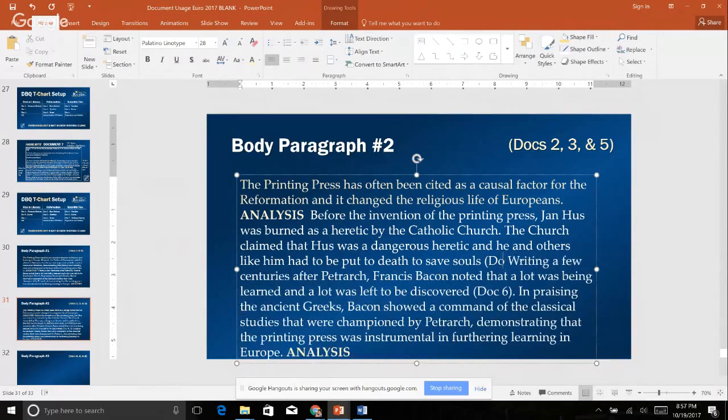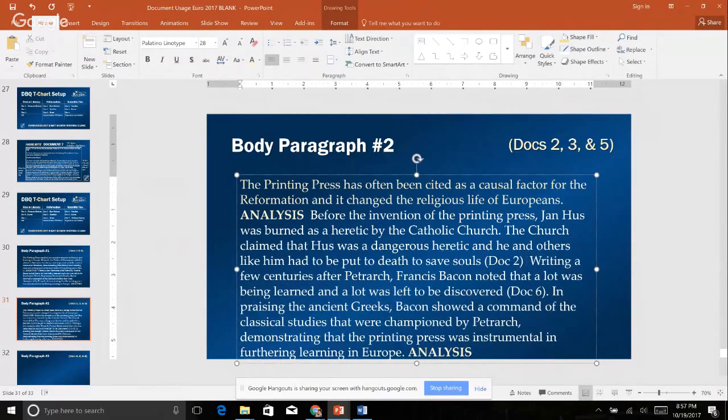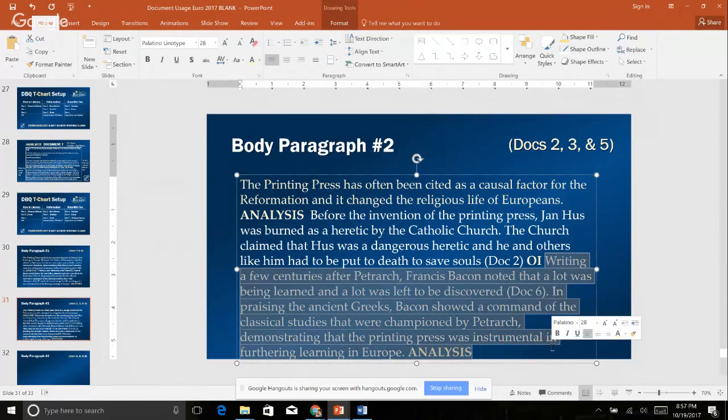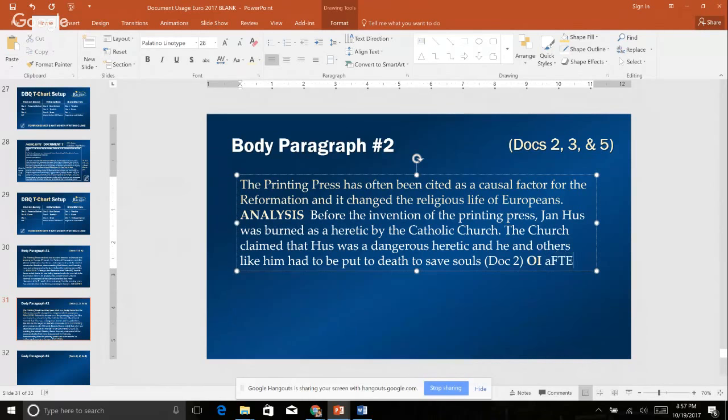Okay, and this is where I would put in outside information. I would bring in that outside evidence. Now I should probably say OE or something like that, but old habits die hard. I tend to refer to it as outside information. So we would put our outside information here about Martin Luther. Then I would go into William Tyndale.